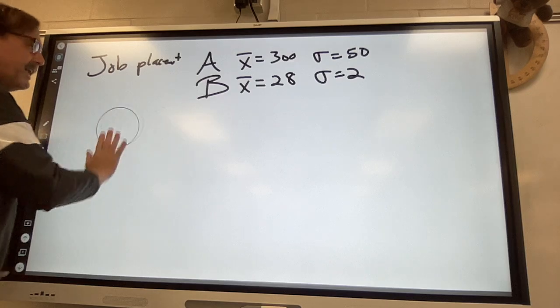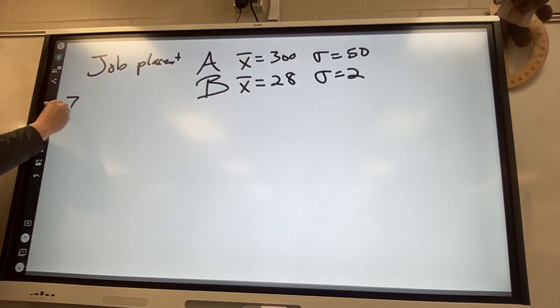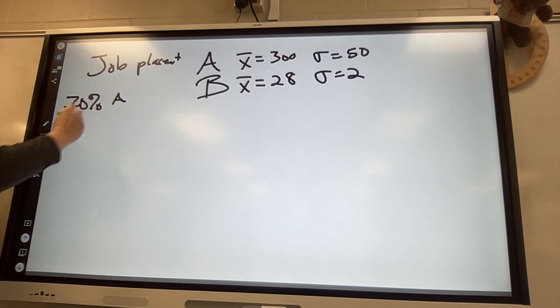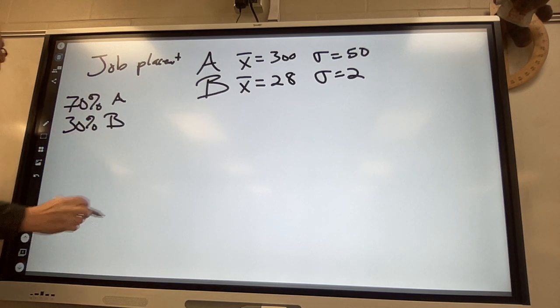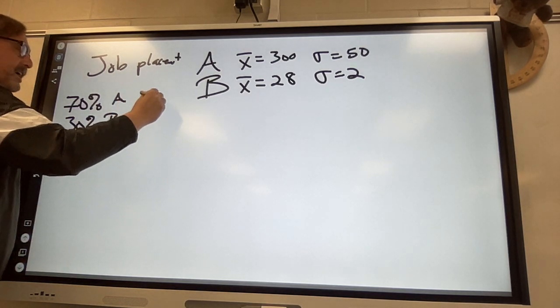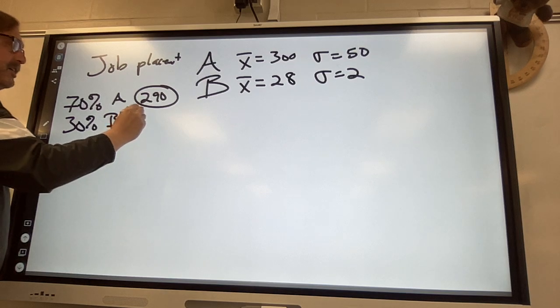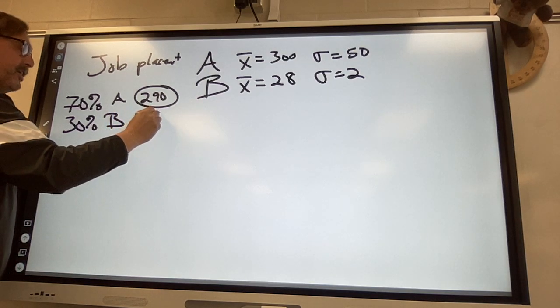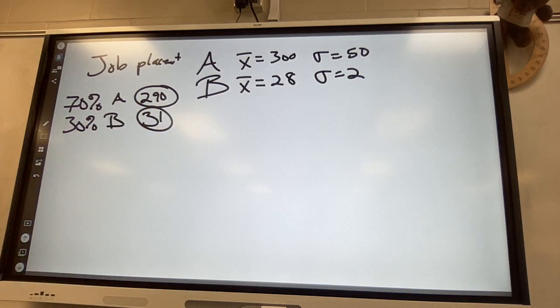Okay, let's do a weighted average. 70% of your job placement score is from test A. 30% of your test score is from test B. On test A, you get a 290. On test B, you get a 31. So you take two tests, and now they're going to weight them. Your test score from A will be 70% of how they're going to judge you if they're going to hire you for a job. So I need two z-scores.